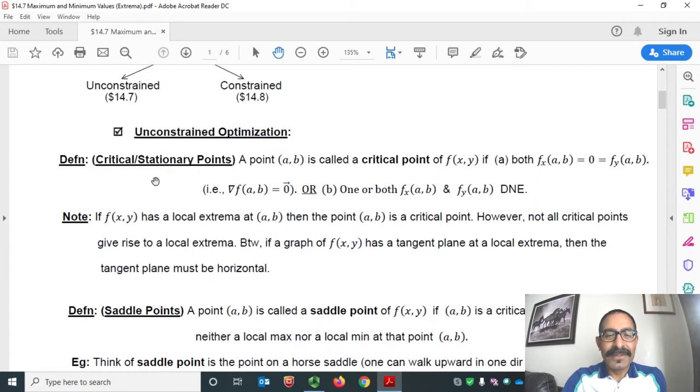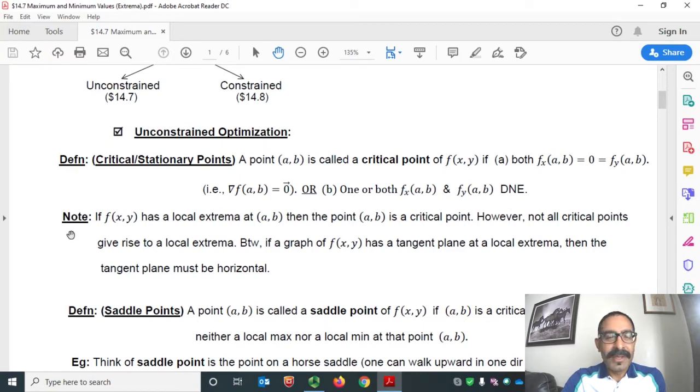Next, the definition of a critical point or stationary point. A point (a, b) is called a critical point of f of x, y if, condition A, both the partial derivatives of f with respect to x and y evaluated at (a, b) equal 0, or condition B, one or both partial derivatives of f with respect to x and y evaluated at (a, b) do not exist.